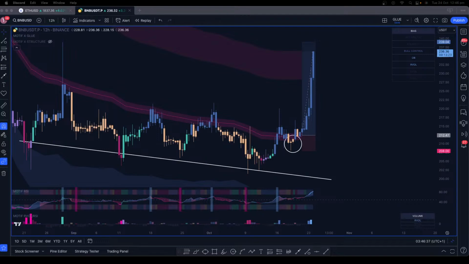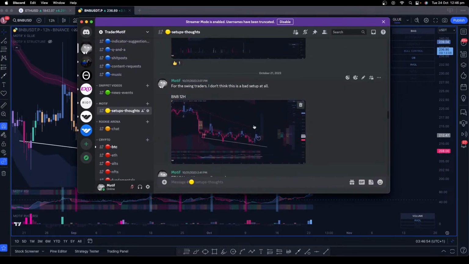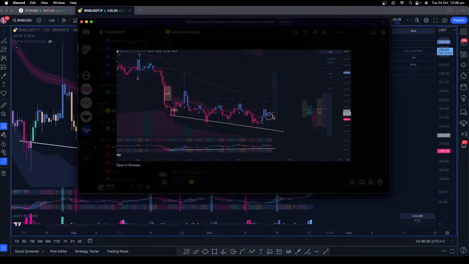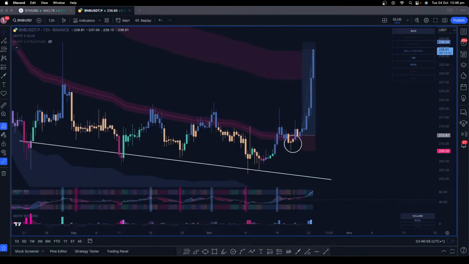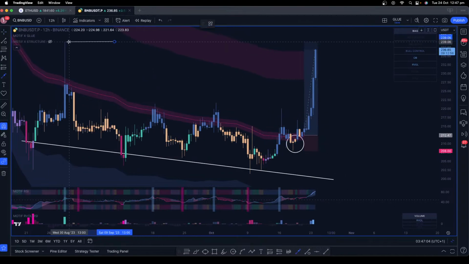If I go to, bring this up. So this is the Discord right here. You can see it right here. Shared in the Discord. And there we go. That's going to be a 6-hour trade. I think it's going to take this high out up here. That was the target.